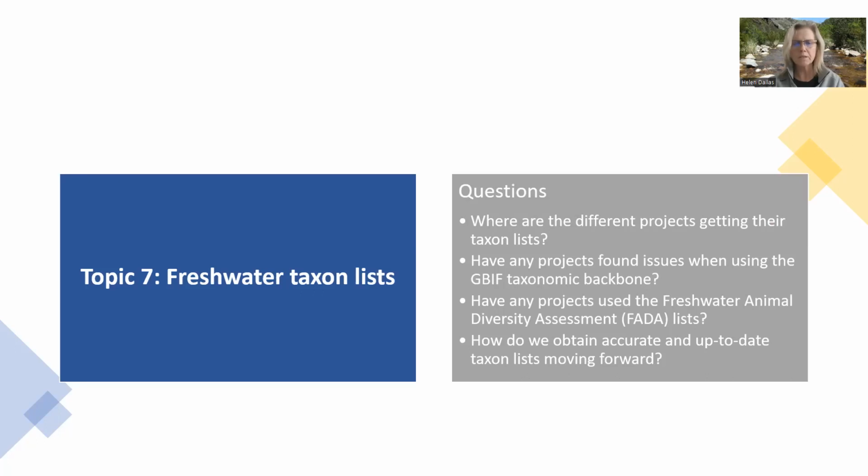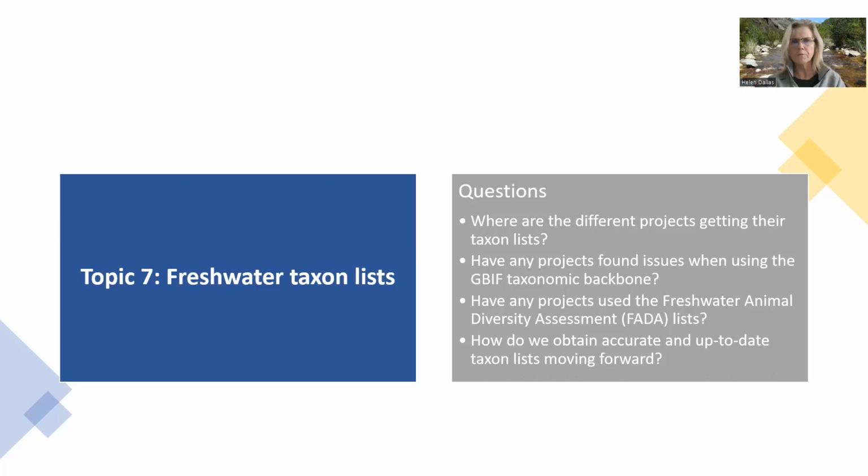We've had 6 of these this year, all of which are recorded and available for anyone who wants to view them at any stage. Today's topic is freshwater taxon lists, and we've jotted down a few questions, which are by no means exhaustive, just to guide the conversation. The idea is to get input from anyone in the Zoom room. Where are the different projects getting their taxon lists, and what resources are they using within their country to generate these lists?